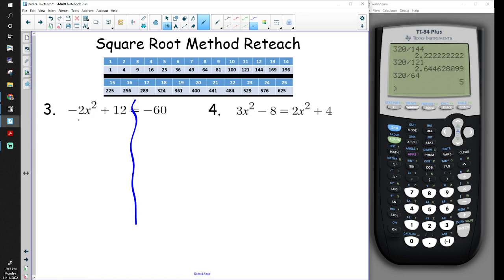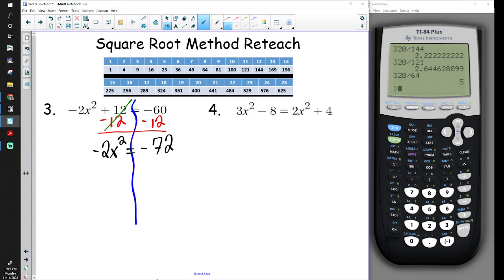Okay, we need x squared by itself. What needs to be moved? The 12. It's a positive 12, so how are we going to move it? The opposite, minus 12 on both sides. 12 minus 12 is 0. It's gone. That's why we chose to subtract 12. Bring everything down. Negative 60 minus 12, negative 72.